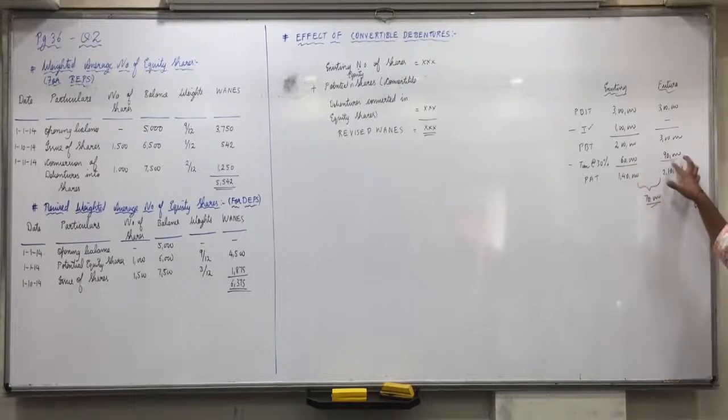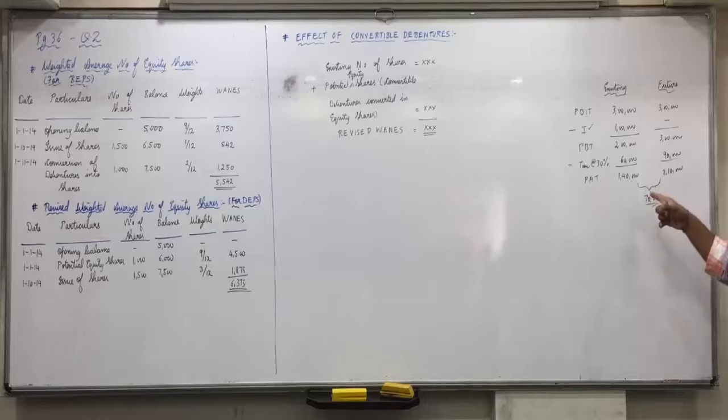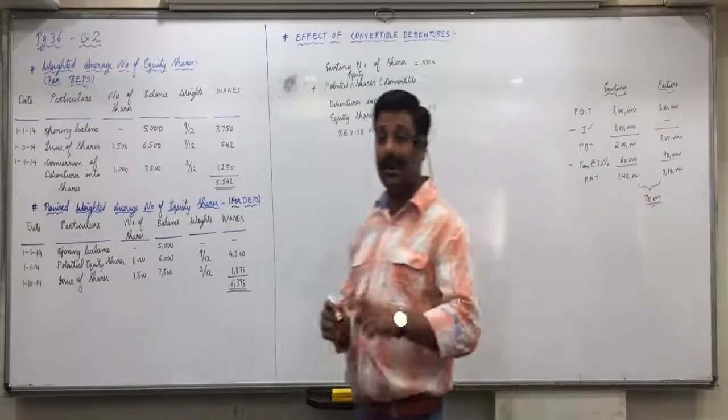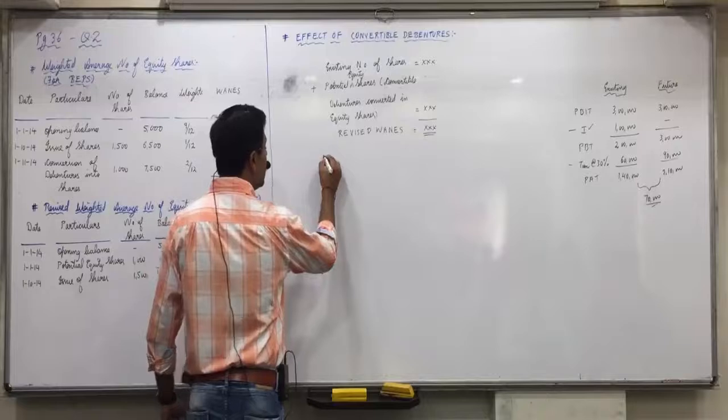Instead of 60,000, now we have to pay the tax of 90,000. So net benefit to the shareholders is only 1 lakh minus 30,000, 70,000. Did anyone of you understand this effect of tax? So how would you find the revised earnings for the equity shareholders?